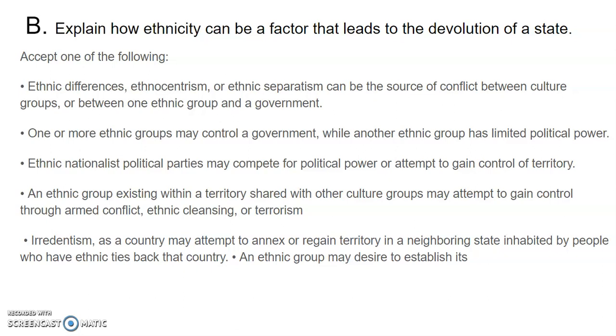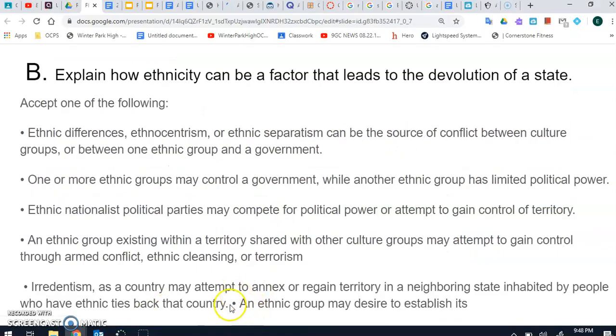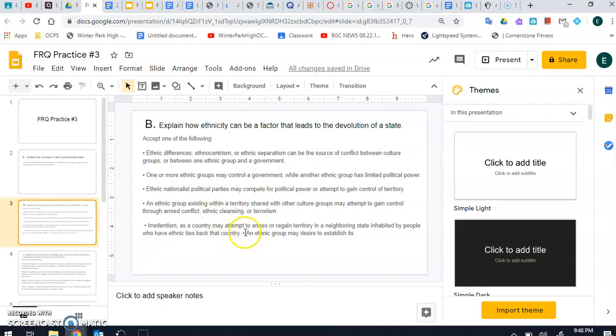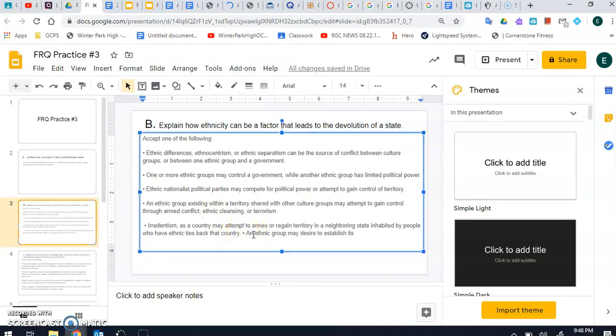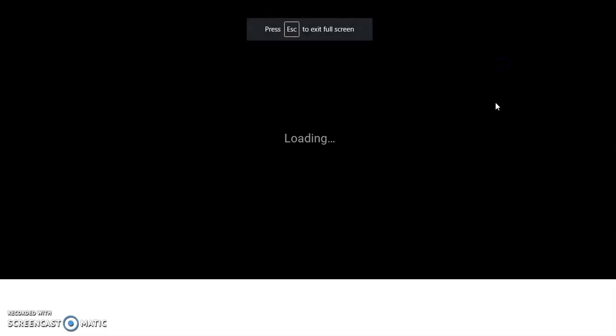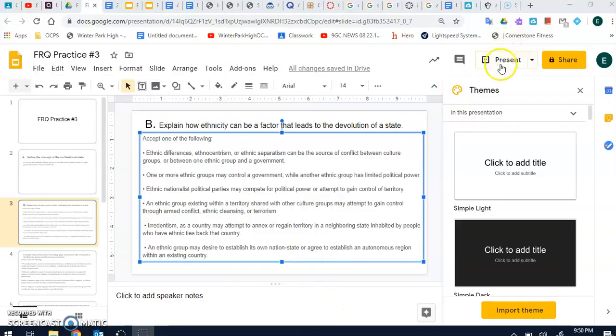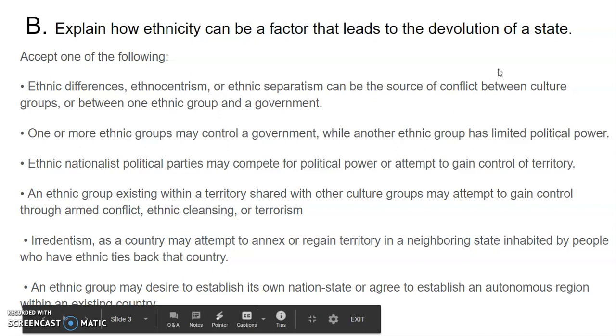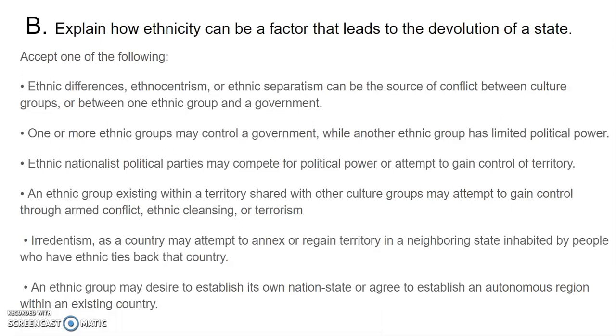That would be like what Russia has done with the part in Ukraine. And the last one here is that an ethnic group may desire to establish its own nation state or agree to establish an autonomous region within an existing country.